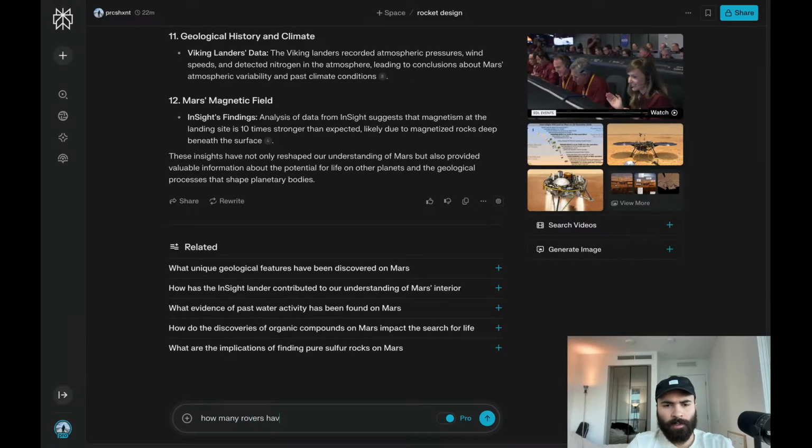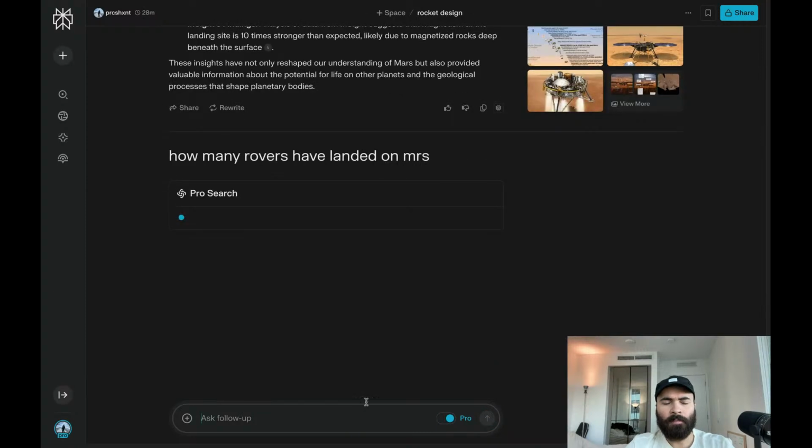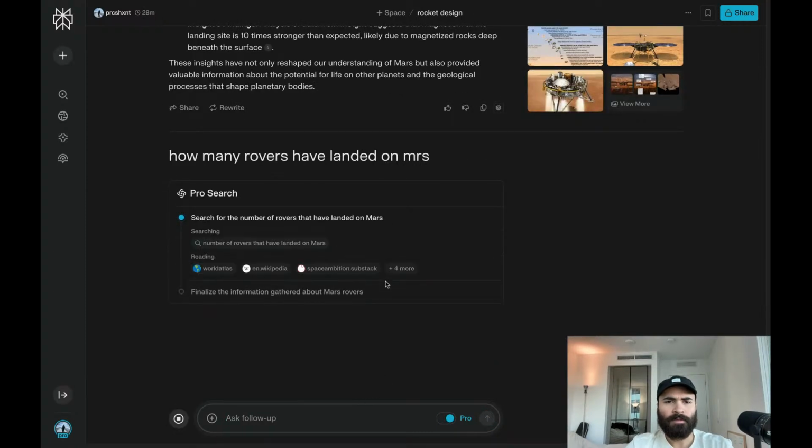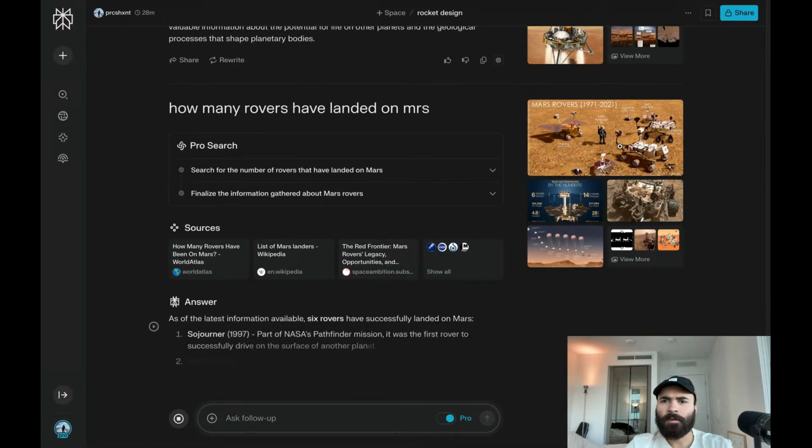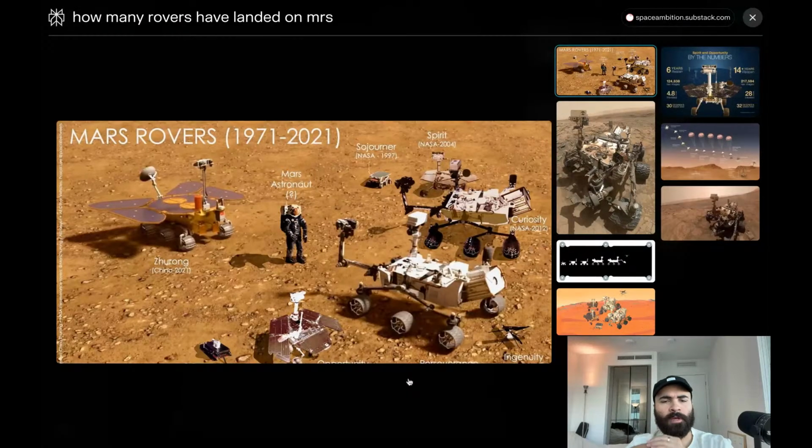How many rovers have landed on Mars? Mars rovers from 1971 to 2021: Zhurong from China, Spirit from NASA, Mars astronaut June, Curiosity, Ingenuity, Opportunity. Whoa.